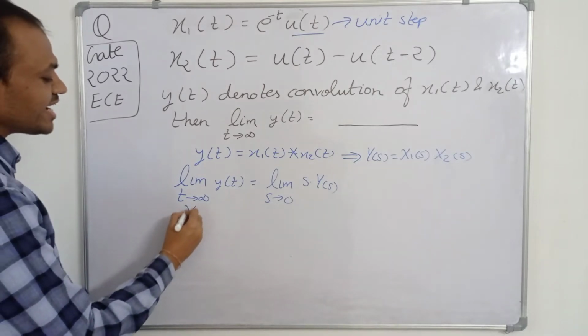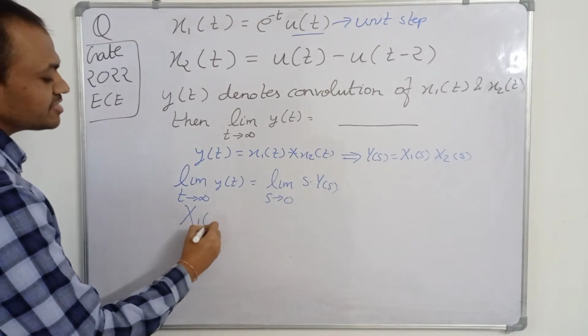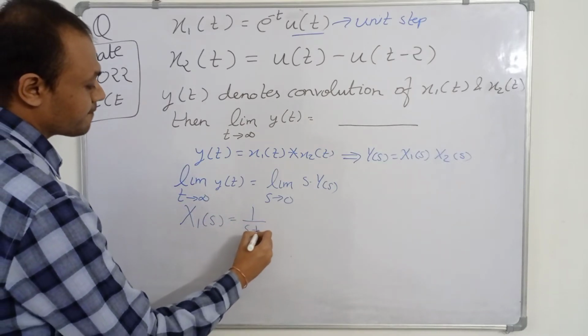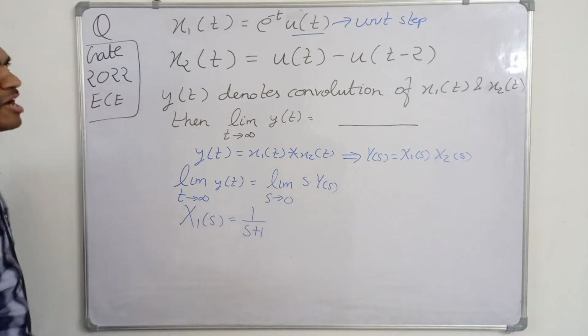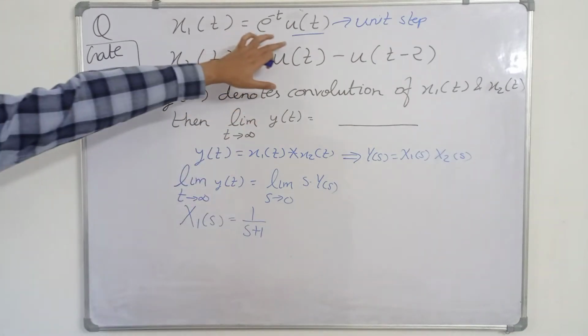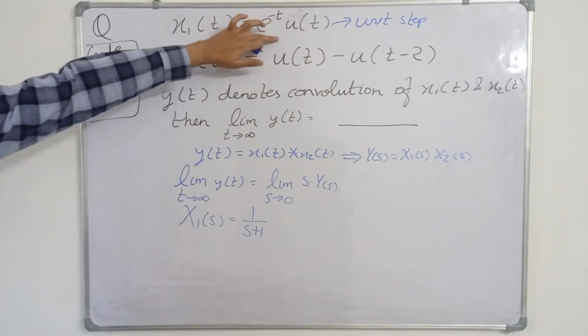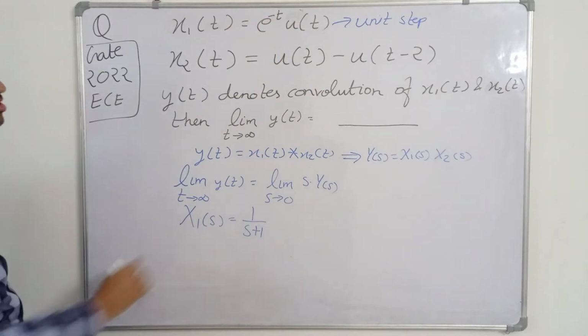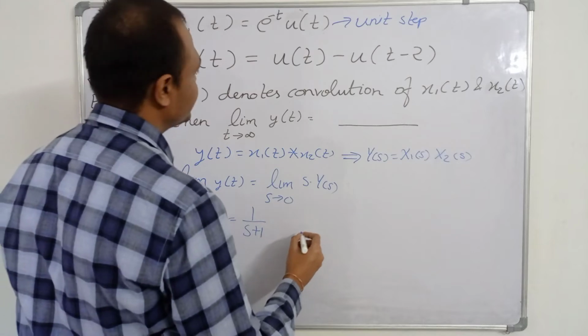Now we can easily find x1 of s. So x1 of s will be equal to 1 upon s plus 1, because it is e to the power minus t u of t. The Laplace transform for u of t is 1 upon s, and e to the power minus t is multiplied with it. So it will be equal to 1 upon s plus 1.